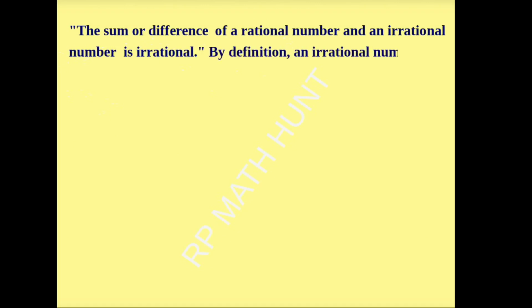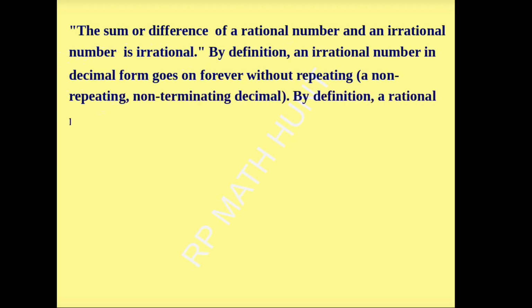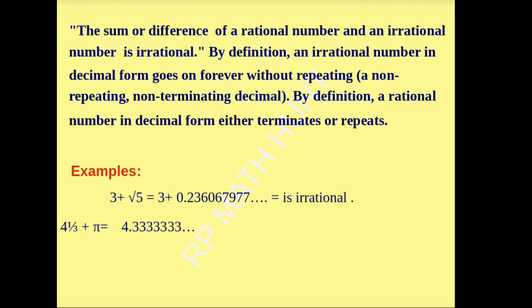By definition, an irrational number in decimal form goes on forever without repeating, a non-repeating, non-terminating decimal. By definition, a rational number in decimal form either terminates or repeats. Example, 3 plus root 5 is equal to 3 plus 2.236067977 and so on, which is irrational.